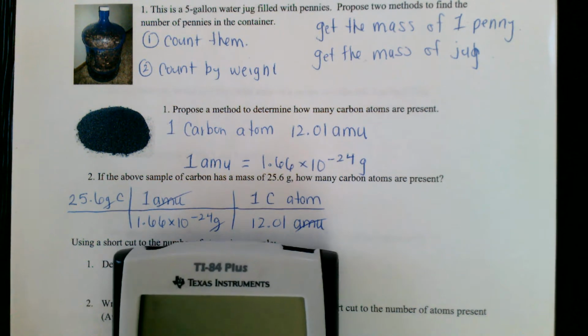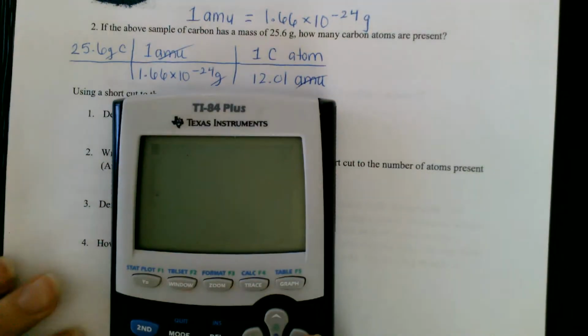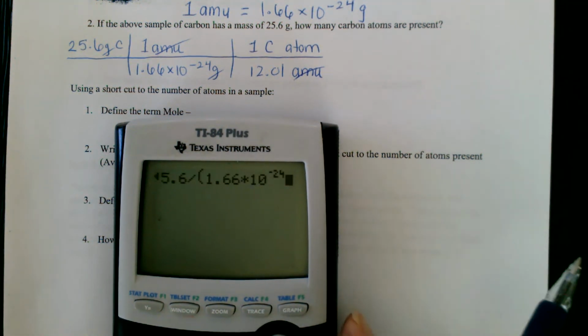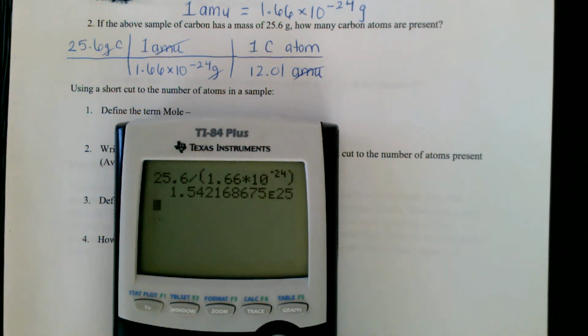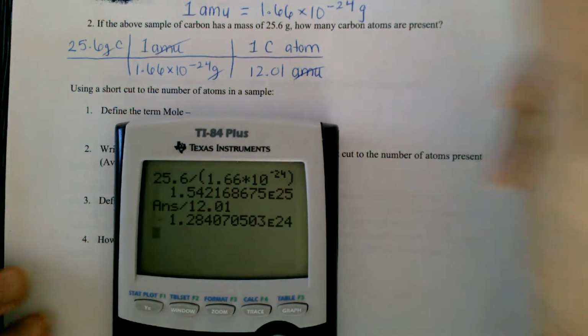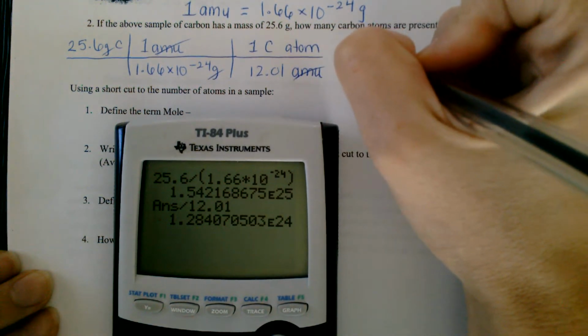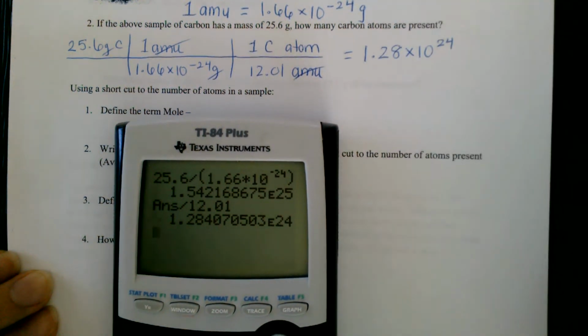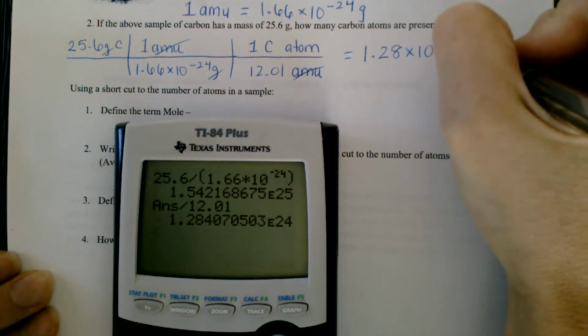Okay, so let's grab a calculator. So we have 25.6, divide that by 1.66 times 10 to the negative 24. Okay, so that's my first step. And then we're going to take that and divide by the mass of our carbon atom, our 12.01. So when we do that, we get that we have 1.28 times 10 to the 24 carbon atoms.